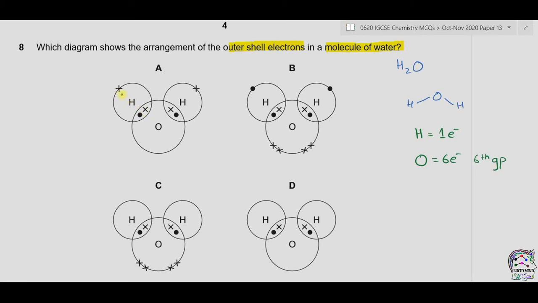In A, we can see that there are 2 electrons present in the outermost shell of hydrogen, which is not possible. In B, again we can see that 2 electrons are present in one atom of hydrogen, which is not possible. In C, we have 1 electron of hydrogen, which is correct, and 6 electrons are present for oxygen, which is also correct. In D, we can see that 1 electron of hydrogen is present while 2 electrons of oxygen are present, which is wrong. The correct answer is therefore C.